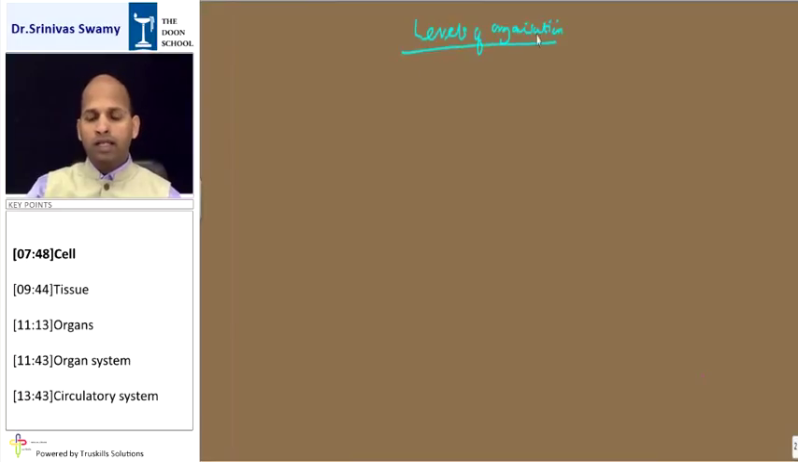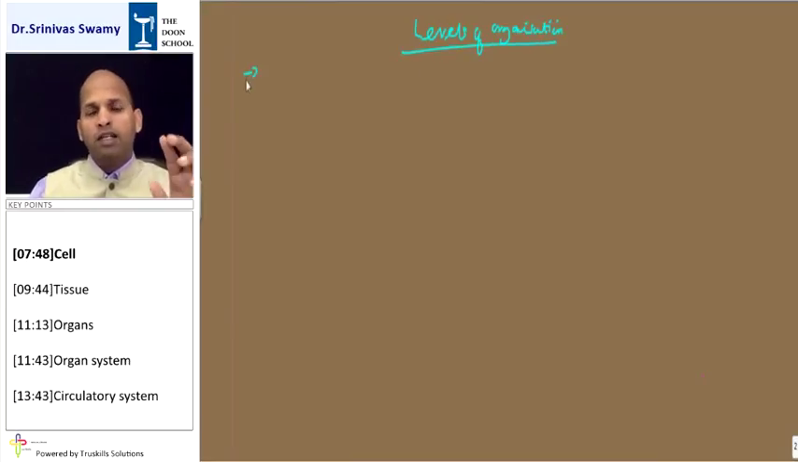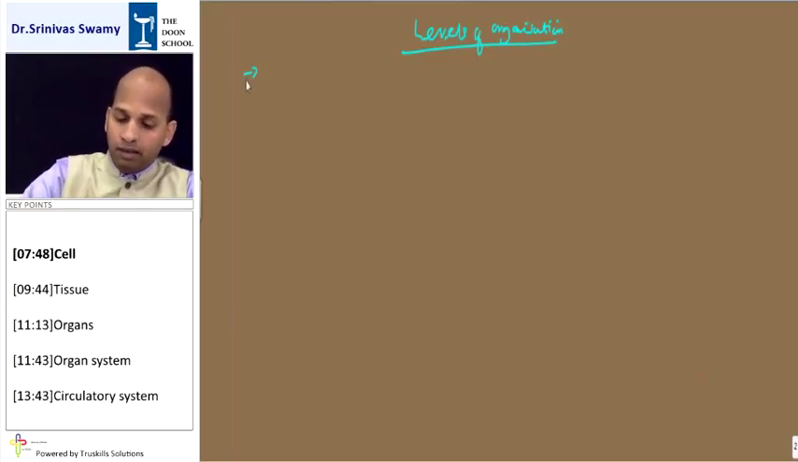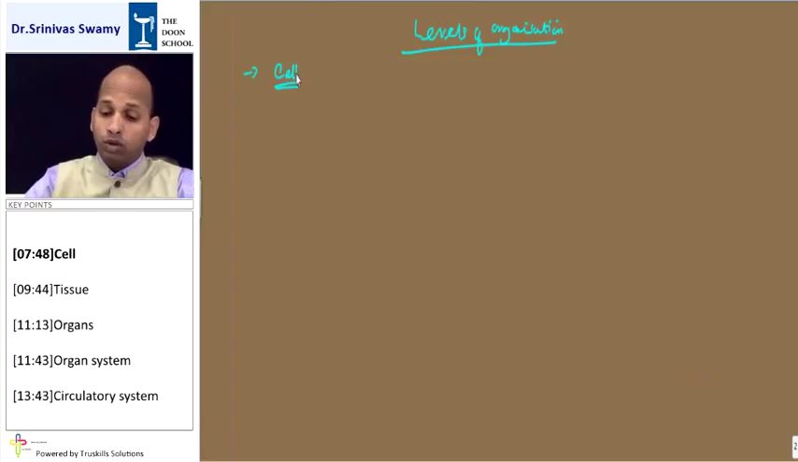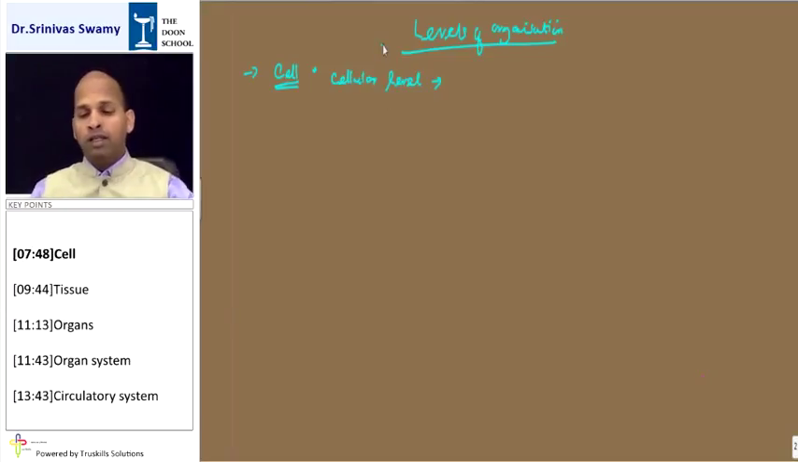What it means is that the basic structural and functional unit of all living organisms is the cell. So some of the animals belonging to animal kingdom show cellular level of organization. That means for them the cell is everything.